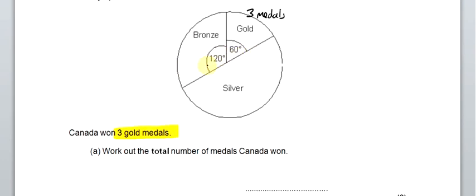Right, it's all about angles and medals. So first of all, you notice there's a missing angle for silver, so that's 180 degrees. And second of all, you'll notice that the gold, 60 degrees, is 3 medals. And this is the key to the whole problem. The fact that the angle has got some link to the number of things, in this case medals.